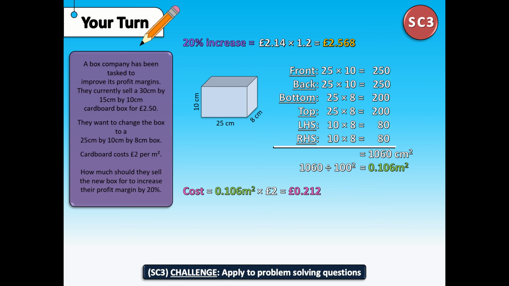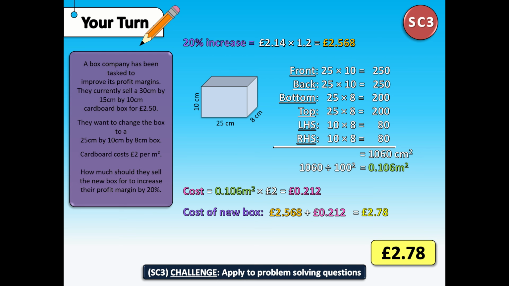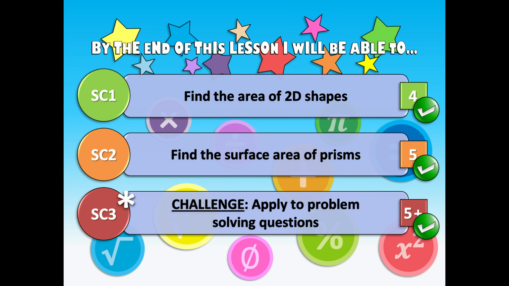And cardboard, remember, costs £2 per square meter. So if we times that by 2, we get £0.212. So that's how much it costs to make this new box. So we've got to add this on to the profit. So we need to sell this new box for £2.78. And now we've completed success criteria 3.